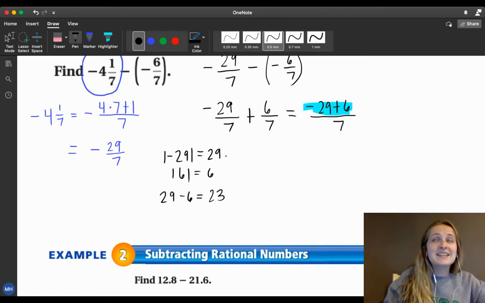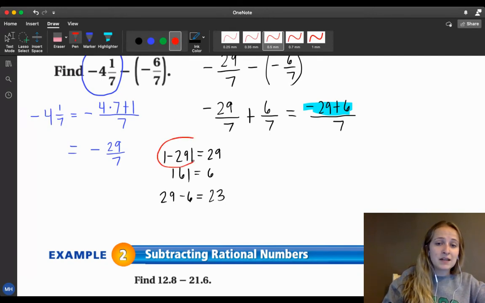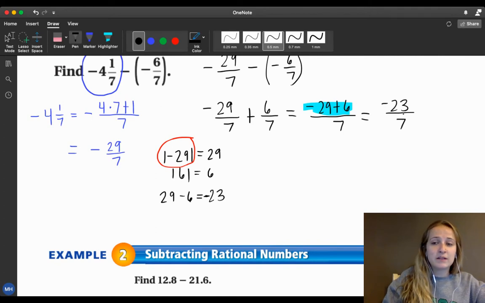Then we need to take the sign of the greater absolute value. The greater absolute value this time is negative 29. There is a negative in front of it. Therefore, our 23 is going to be negative. All right, so we know now that this numerator is going to be negative 23. Our denominator stays the same, which is 7. So this answer is all right.